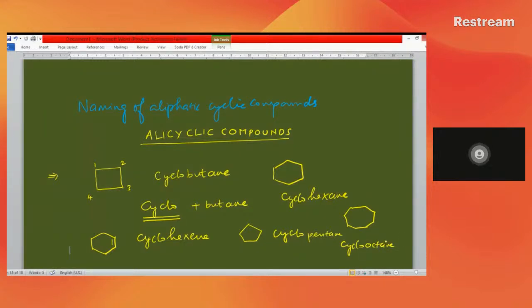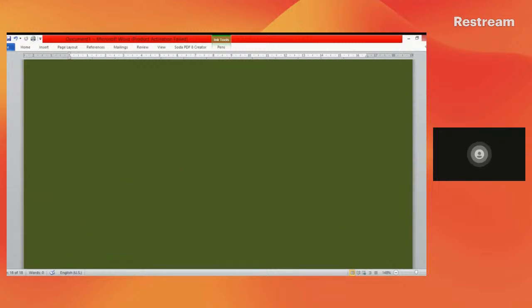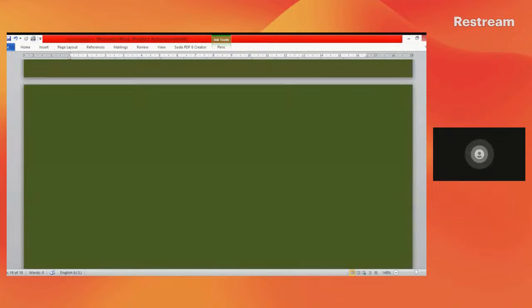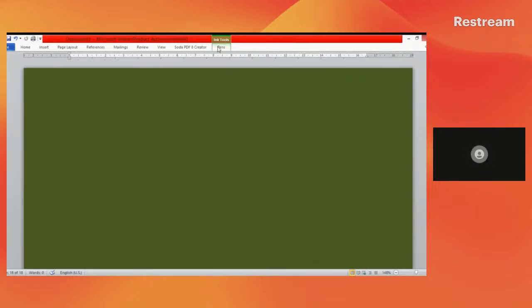The first idea is very simple. Based on the number of carbon atoms in the ring structure, you can find a root word. And to that root word, in the prefix, you give the word cyclo. The rule was very simple to recall, right?